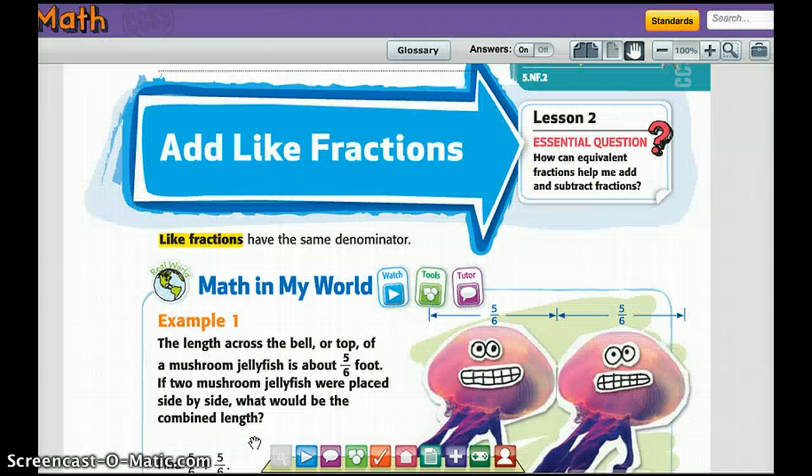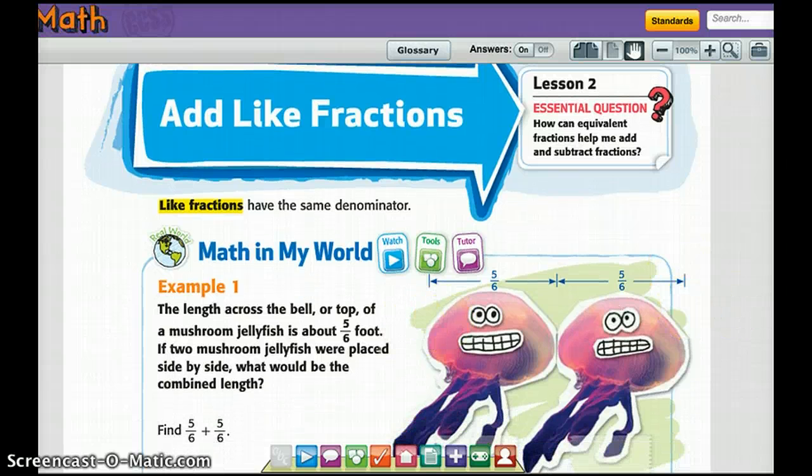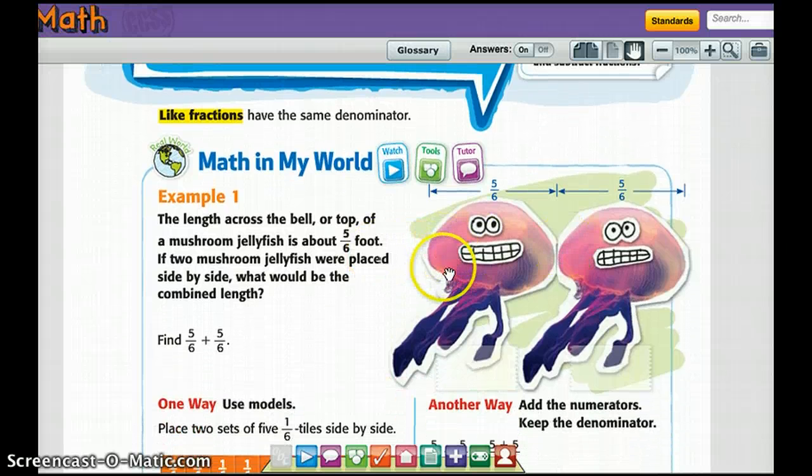All right, let's take a look at this in our book. I am on page 619. So in this example, they're saying the length across the bell or the top of a jellyfish is about 5/6 foot. And if 2 of these jellyfish were placed side by side, what would their combined length be? So we know we have to add together 5/6 plus 5/6. Well, they have a like denominator.